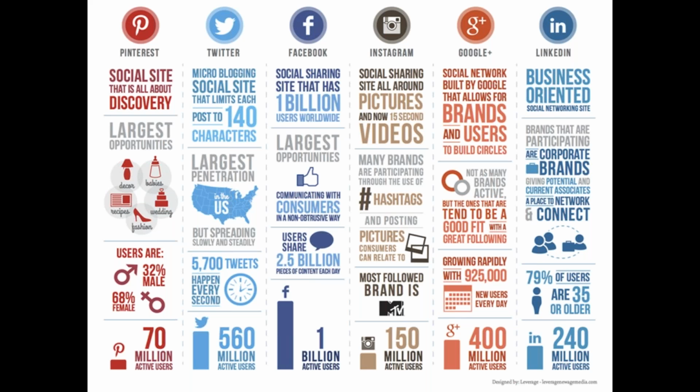Also, this is an interesting number. 5,700 tweets happen every second. So we are competing with a lot of content, not only in this platform, but also in the others. So we need to consider that our content needs to be appealing, needs to be attractive for our users. If not, they have another 1,000 tweets to read if your content is not very catchy. The users here are way more spread, 560 million active users. Facebook, also one of the most popular, 1 billion active users, and also 2.5 billion pieces of content every day.